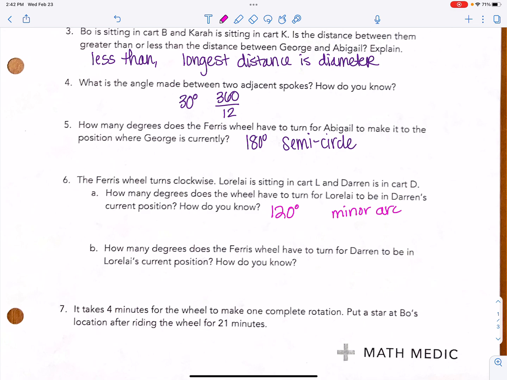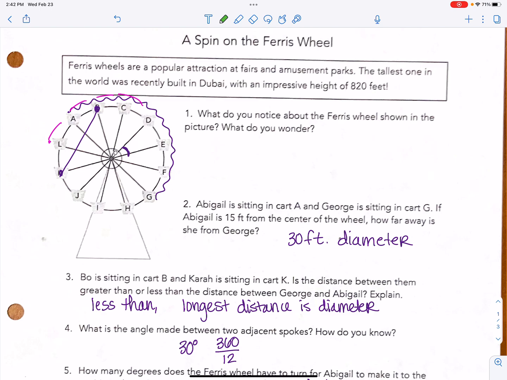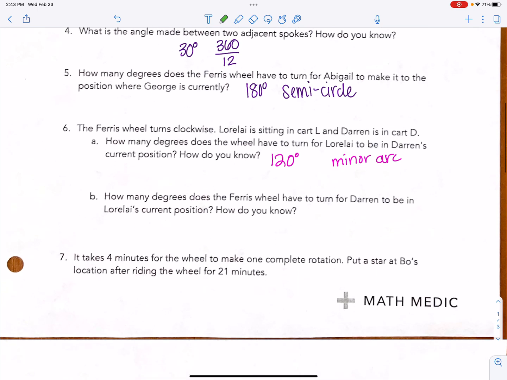How many degrees does the Ferris wheel have to turn for Darren to be in Lorelai's current position? So it's asking the opposite. So if I'm here and I want to go all the way around to here, well, the green plus the pink that I just did should equal 360, because that would be a full rotation around. So this would be 240 degrees, and we call that a major arc. So 180 is a semicircle, less than 180 is minor, and greater than 180 is major.